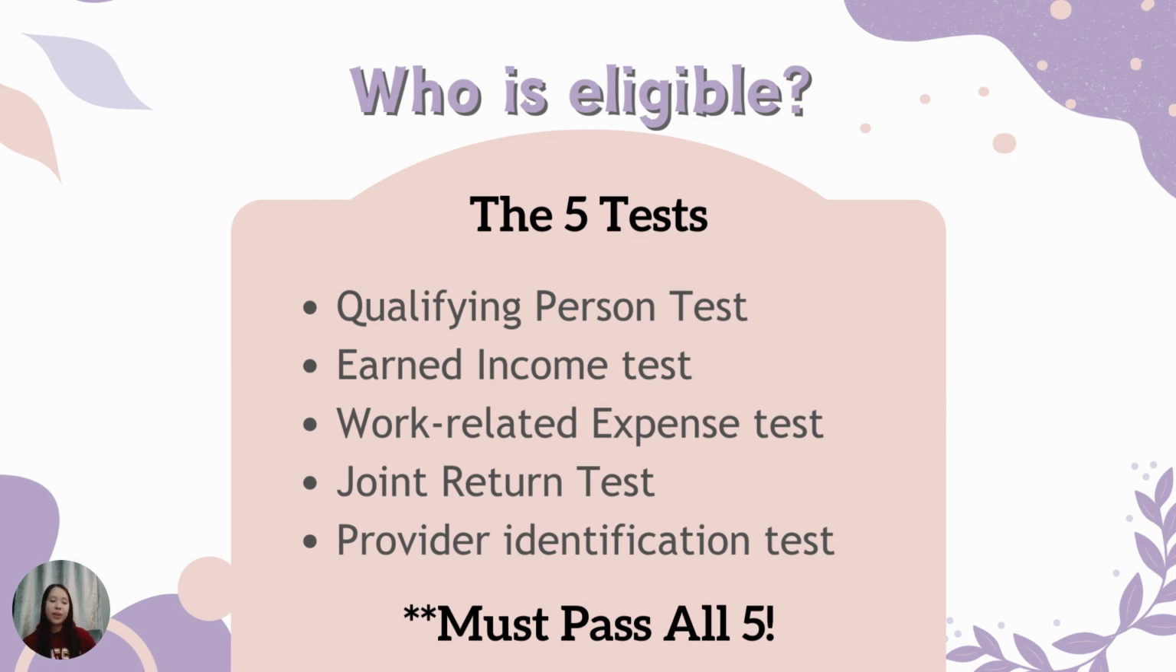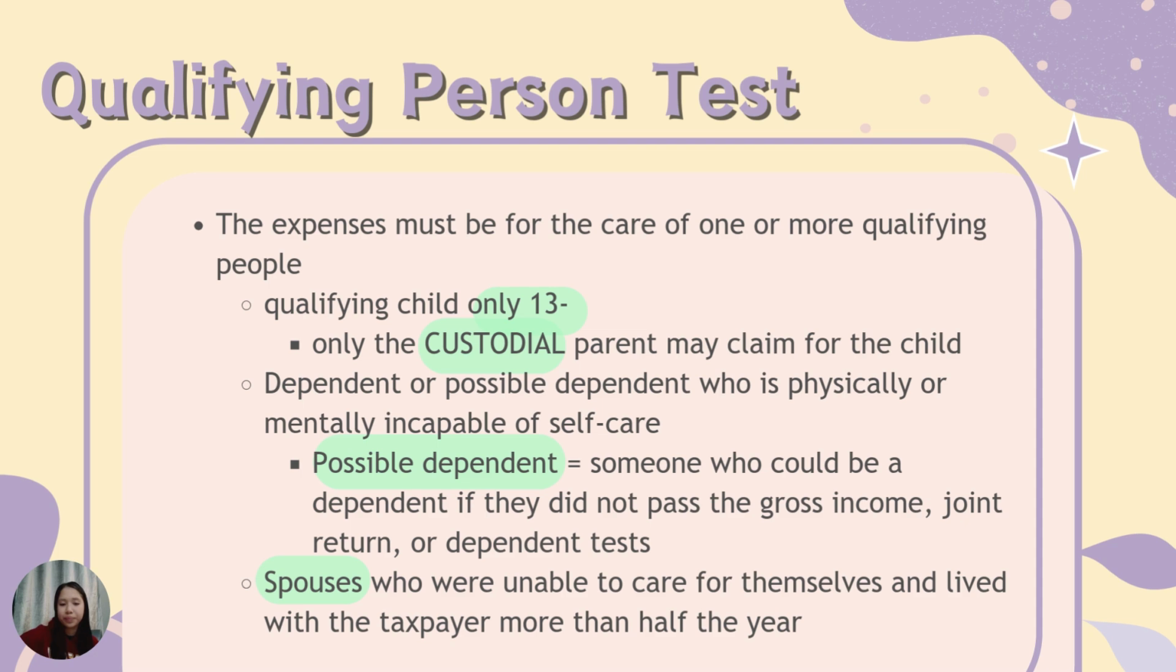So now we're going to be going into what exactly those tests are. Well, the first test is the qualifying person test. And this basically means that any expenses incurred that you're trying to take a credit for must be for the care of one or more qualifying people. And we went over this very briefly, but a qualifying child that is only 13 or under is a qualifying person, and only the custodial parent may claim for the child.